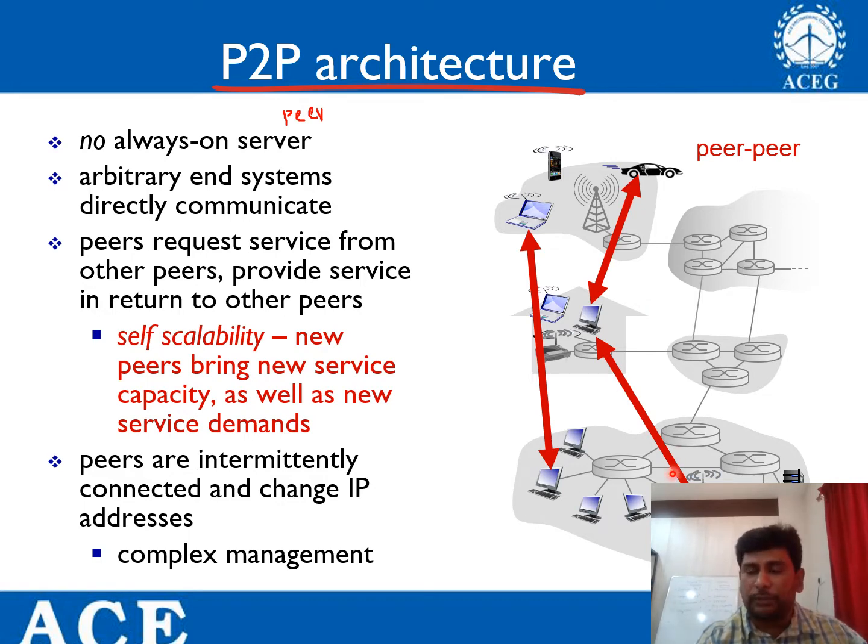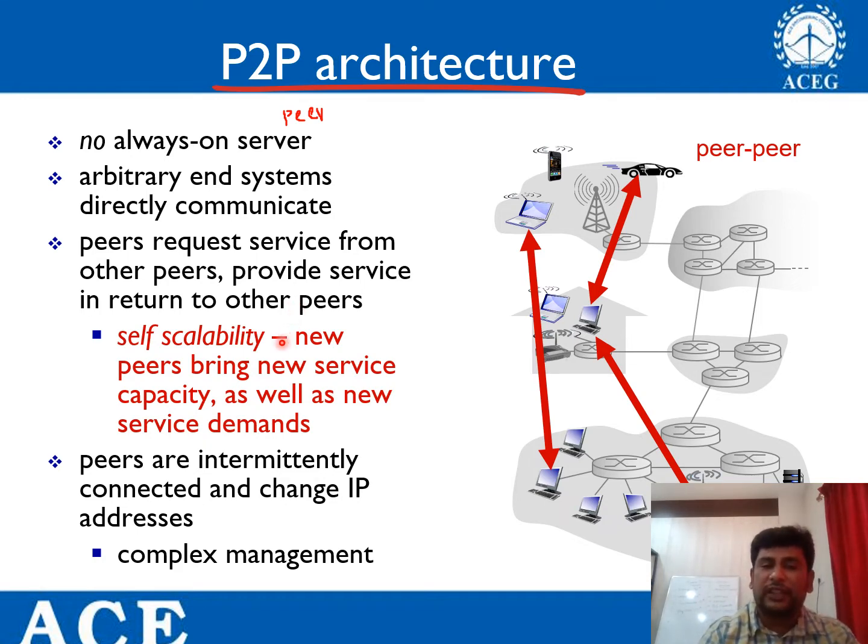Here they are trying to communicate directly without using the service of the server. Then we refer to it as a peer-to-peer architecture. The peers request service from other peers and provide service in return to other peers. Now I would like to communicate with another peer, so I directly send my request or my data, and then I ask him in return to send his data, so that we will be updated.